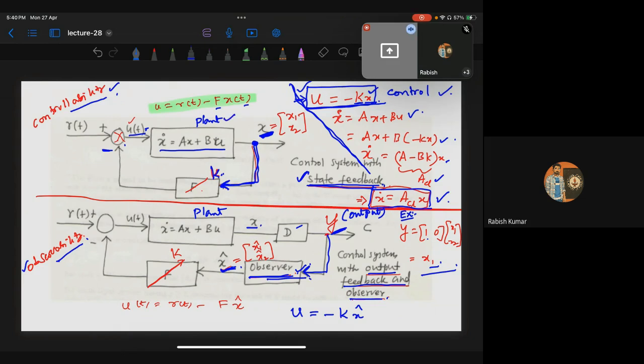Here, from the given output Y, to find X cap, to observe X cap, that is nothing but the observer design. The observability condition must be met. These are the two meanings. Is this clear? Any queries?